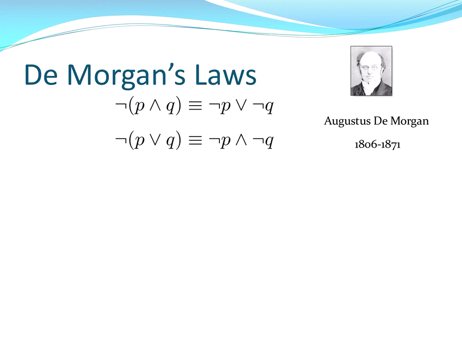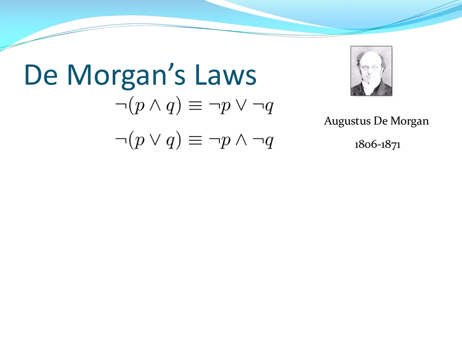A couple of more important identities are called De Morgan's laws, and I'll just read them. The negation of P and Q is the same as the negation of P or the negation of Q. In other words, if it is not the case that P and Q are true, that means one of them must be false.